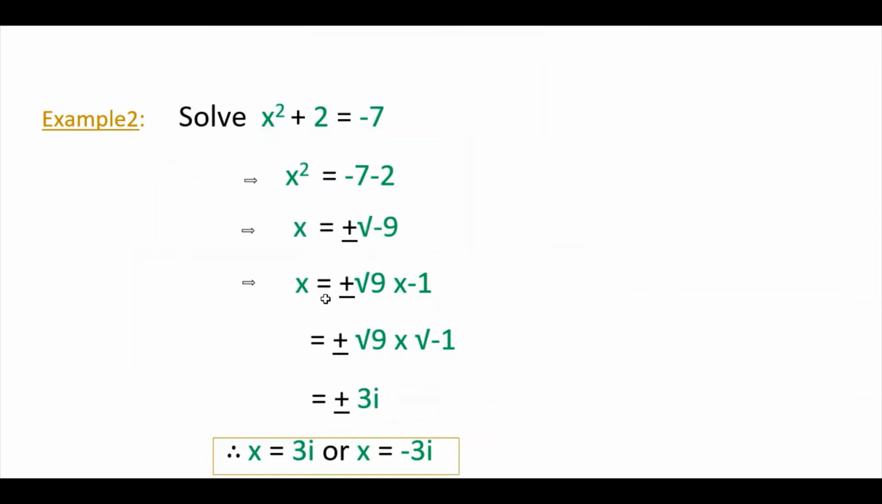But here, x is equal to plus or minus, you can write this as square root of 9 into minus 1. Because we know that square root of minus 1 is i. This is equal to plus or minus square root of 9 into square root of minus 1. Square root of 9 is 3, and square root of minus 1 is i. Therefore, plus or minus 3i. So the solutions for this equation are x is equal to plus 3i or x is equal to minus 3i.